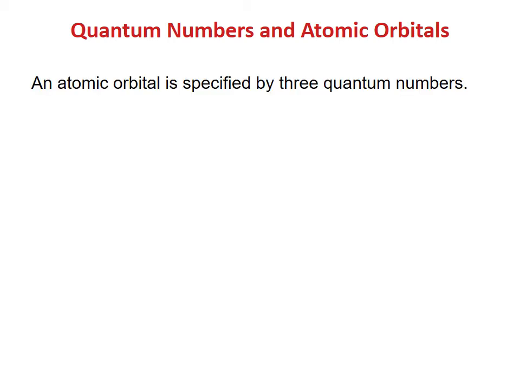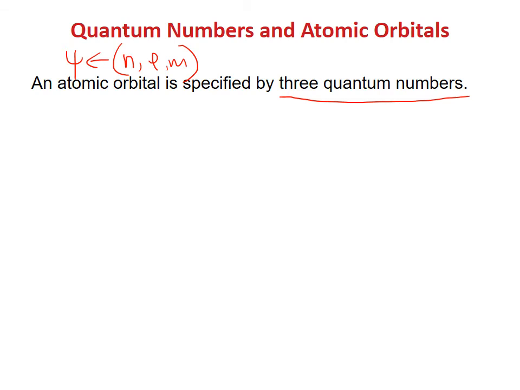An atomic orbital is specified by 3 quantum numbers. Remember, when we solve the Schrödinger equation, we get energy and psi. And psi is a mathematical description of the atomic orbital. Each psi contains 3 quantum numbers, n, l, and m. So these quantum numbers are included in each psi of the mathematical equation.